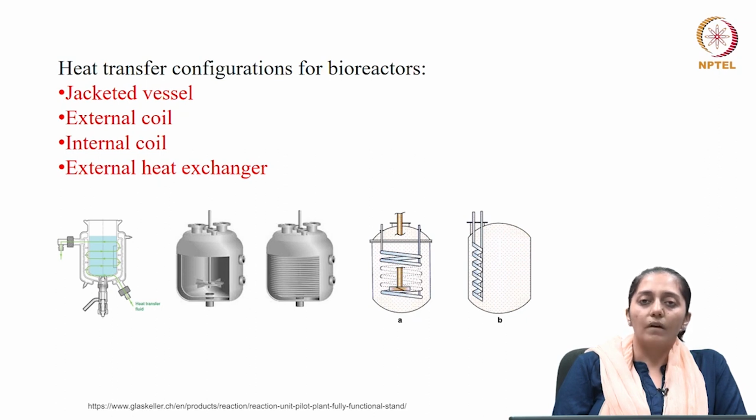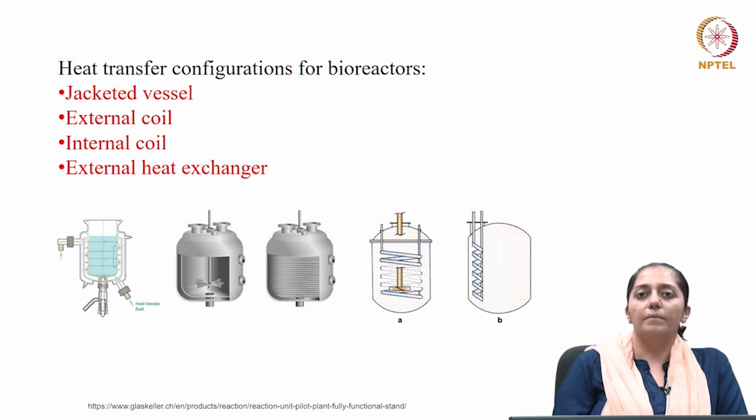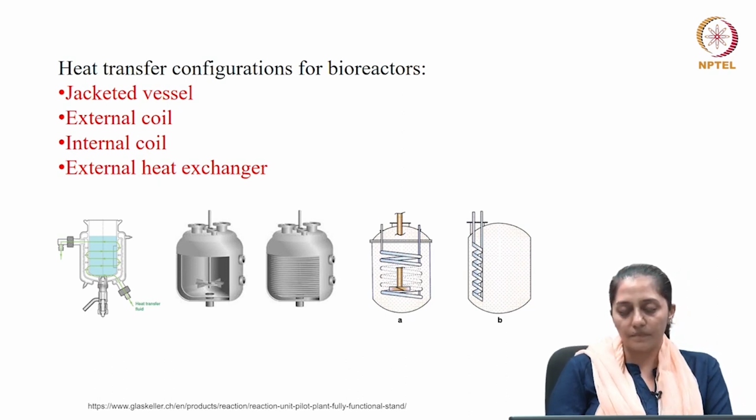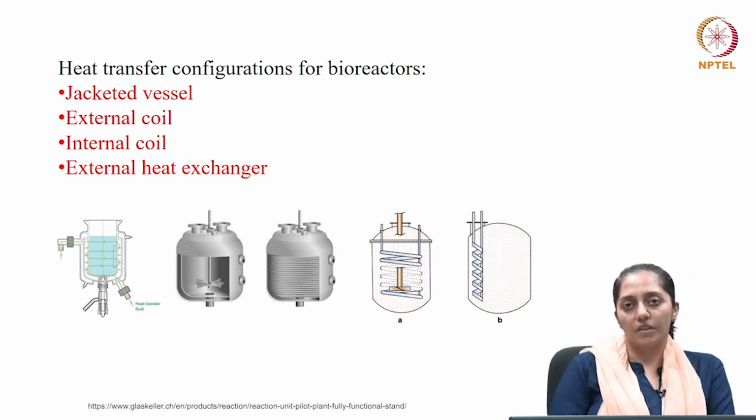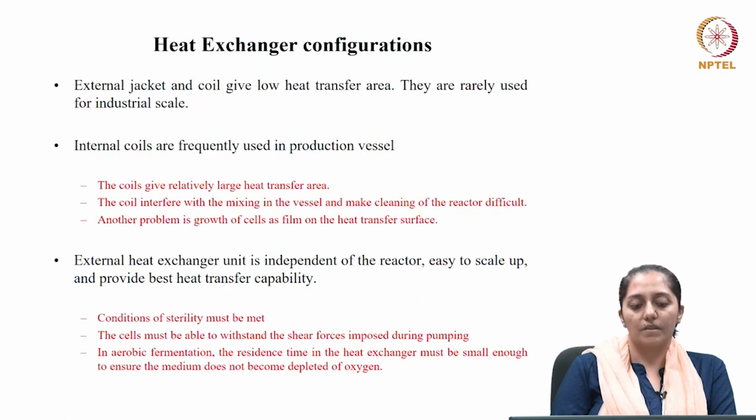Or if it is a very large scale industrial setup, then sometimes sterilization is done in a separate unit, which may be a heat exchanger connected to the fermentation medium. So, the fermentation medium is taken out, passed through the heat exchanger unit for the sterilization process, and then the sterile medium is circulated back to the reactor. Similarly, the control of the temperature is also done by a similar process.